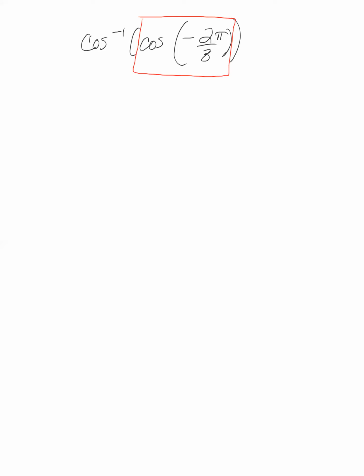Okay, I'm trying to find the value of cosine inverse of the cosine of negative 2 pi over 3. I'm going to do it the same way I did before. I'm going to work this inside portion first because this angle is not in the interval 0 to pi, so it's not a valid output for cosine inverse. Okay, so cosine of negative 2 pi over 3.